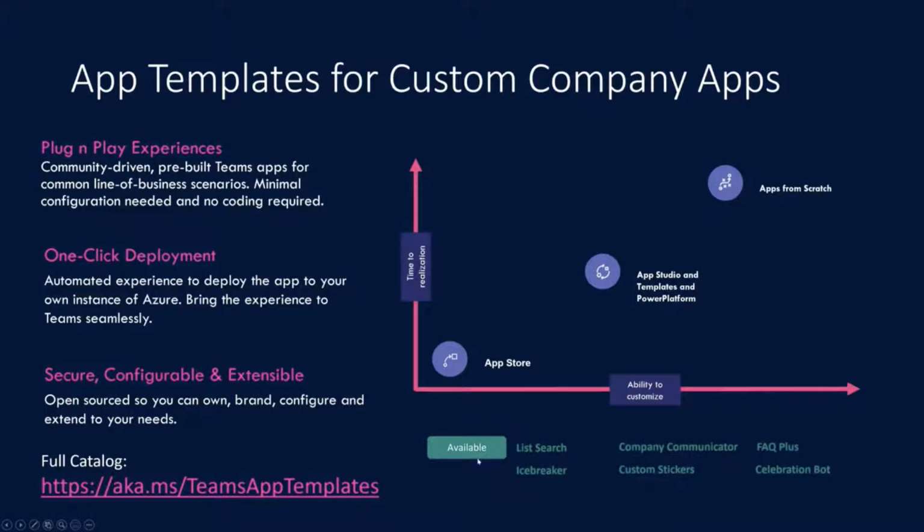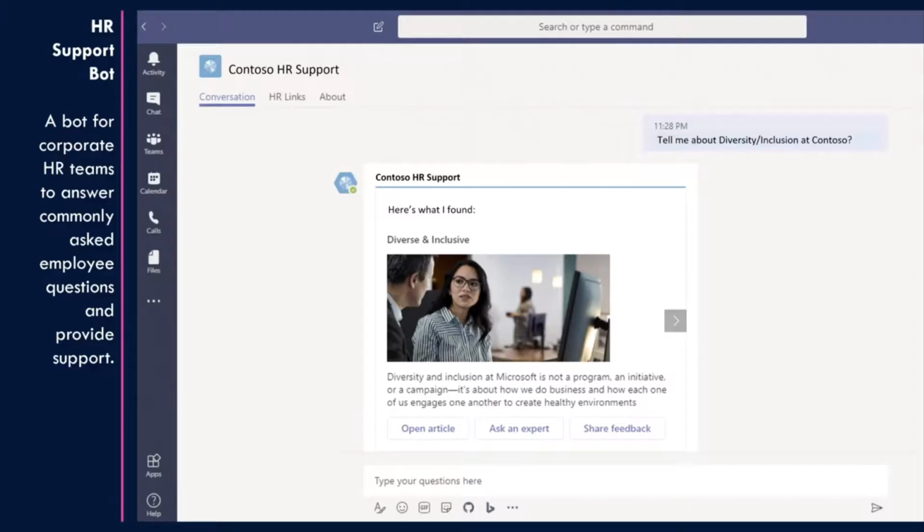Here is a list of some of the available app templates. There are a lot more now, but I highlight these ones because they are the ones that I'm most familiar with. List search and the HR bot are my favorites, and I will show you how they look and what you can get once you install them.